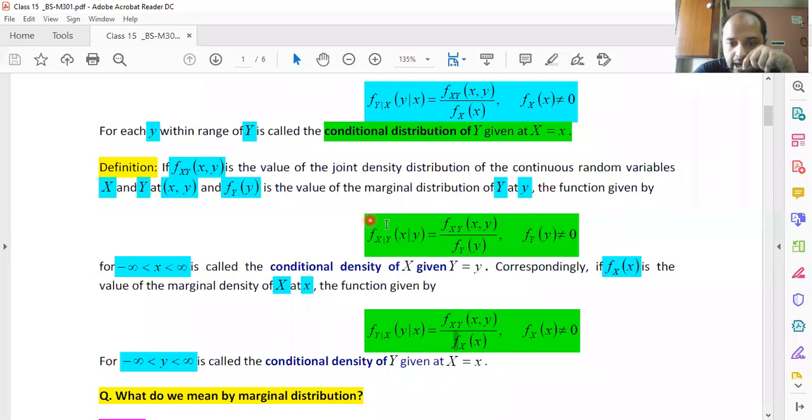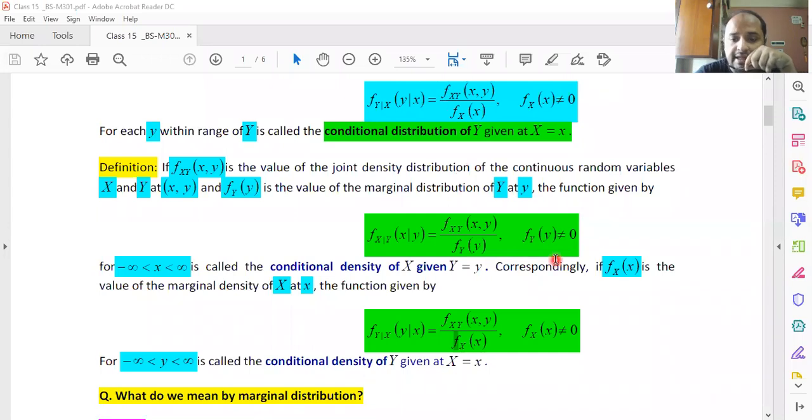Remember this. So we shall work with the conditional density of x of this form and the conditional density of y of this form. Even if they are similar, I shall keep in the back of my mind that I'm using these two, with the domain of x in the first one and the domain of y in the second, clearly specified. So this is the formula of conditional density.